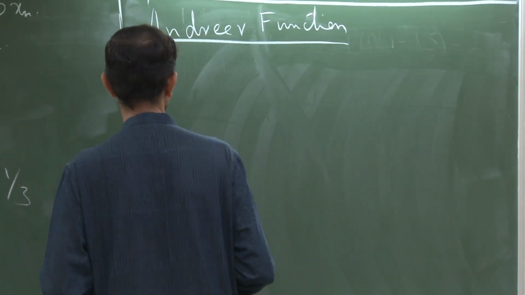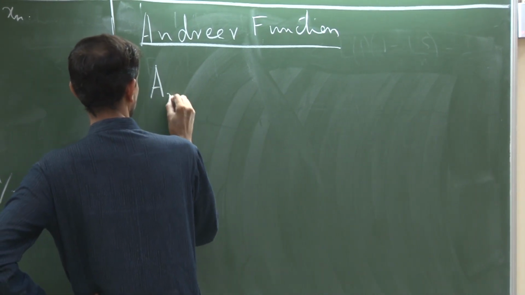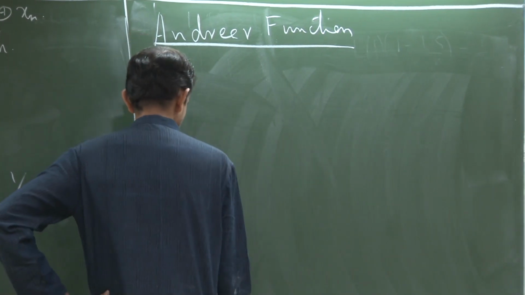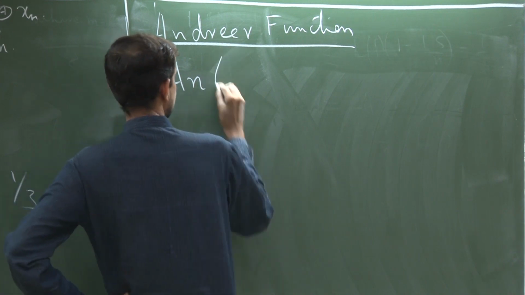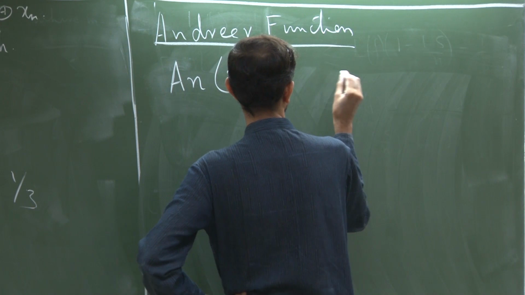So, what is this function? The Andreev function is written as A_n, and it depends on two inputs x and y.